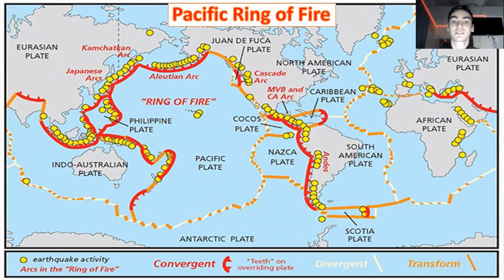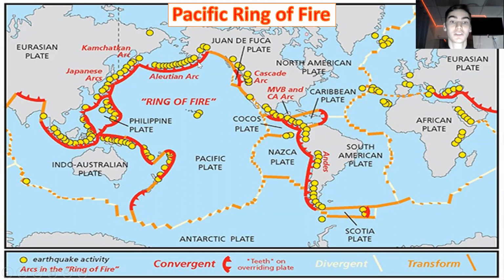Here you can see the Pacific Ring of Fire. This is called the Pacific Ring of Fire due to the amount of volcanoes, earthquakes, and subduction zones that it outlines. Here in all the red are the subduction zones. At subduction zones, you can find volcanoes and earthquakes, and you can even have natural disasters such as tsunamis. And here is the most prominent locations where you will have those natural disasters.